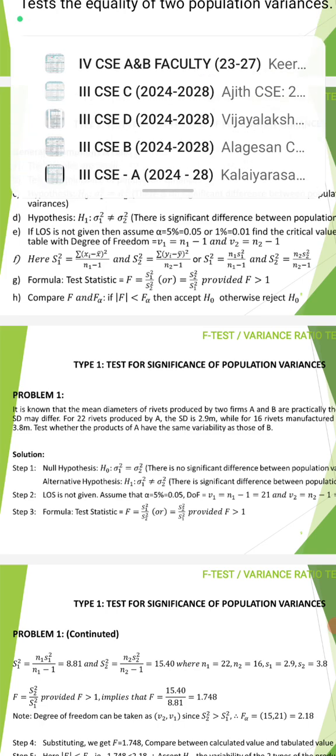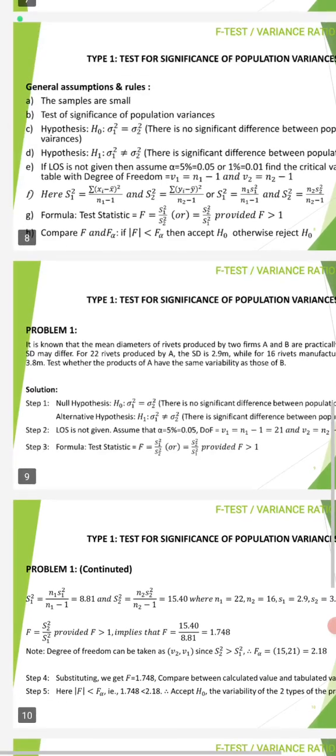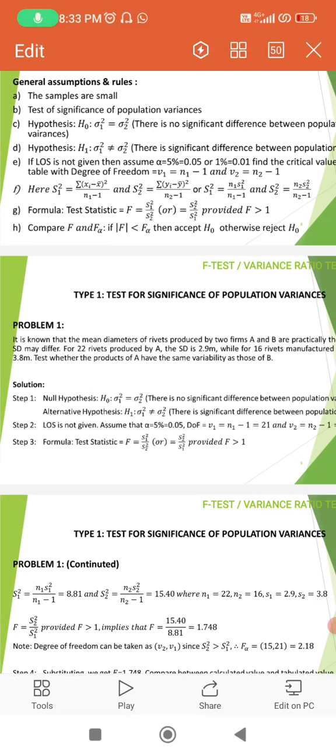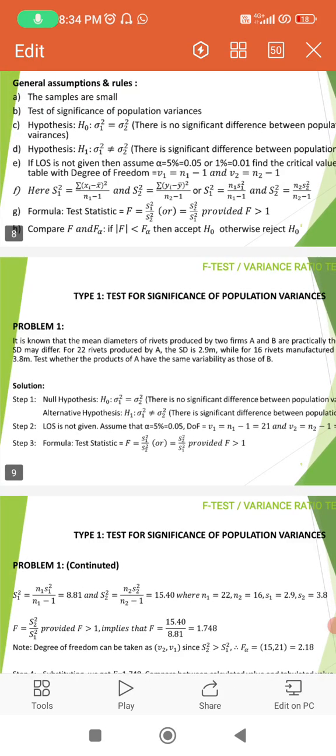Here we use the F test. Step 1, define the null hypothesis, that is H0: sigma 1 square equals sigma 2 square. That is, there is no significant difference between the population variances. Similarly define H1, which is opposite to the null hypothesis: sigma 1 square not equal to sigma 2 square. The level of significance is not given, so assume alpha equal to 5%. And the formula for the F test is S1 square divided by S2 square or S2 square by S1 square.